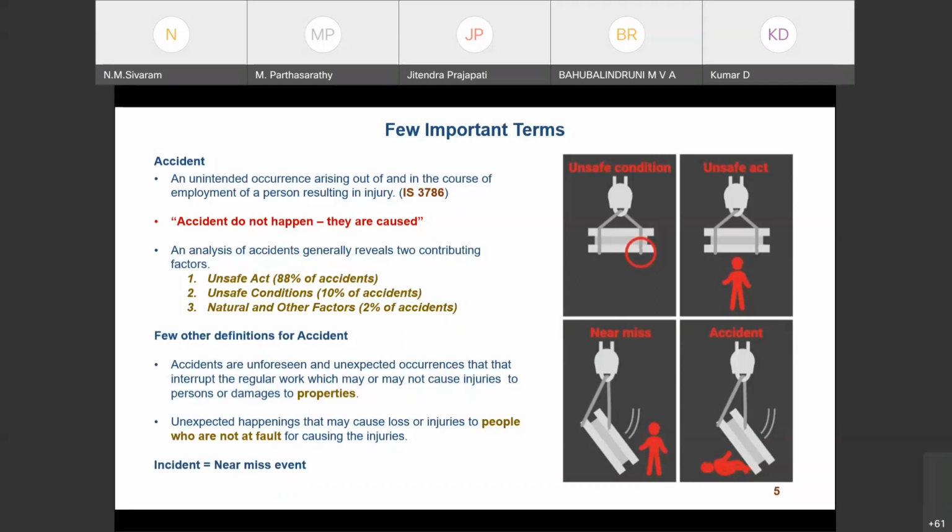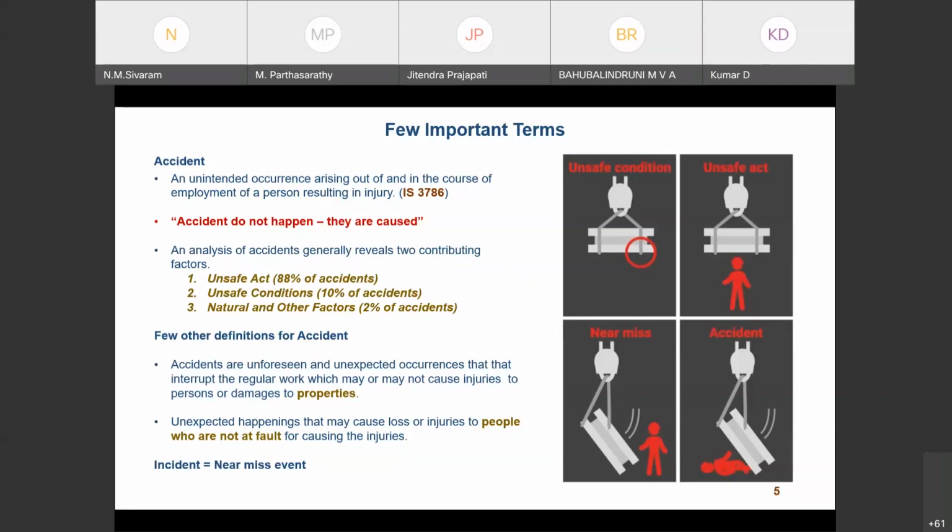Apart from accident, we also have another definition for incident. So incident is nothing but the near miss event. So this is very much depicted in this figure. You can see unsafe act, unsafe condition. It is given in the first image. So there is some damage to this wire sling. So this wire sling is by which this load is suspended. It is lifted by the crane, and there is some damage to this wire sling. And the damage to the wire sling is an unsafe condition because you do not know when it is going to fail. So this is an example for unsafe condition.